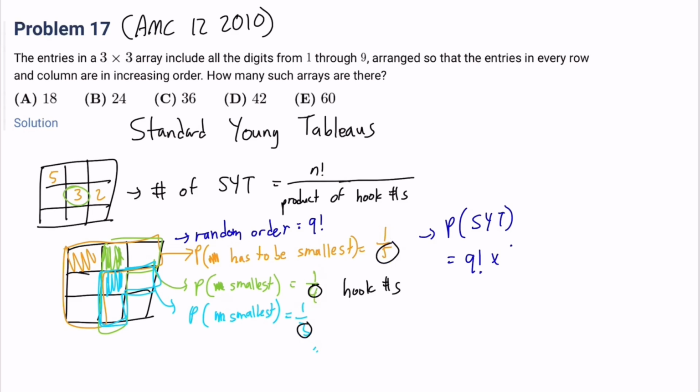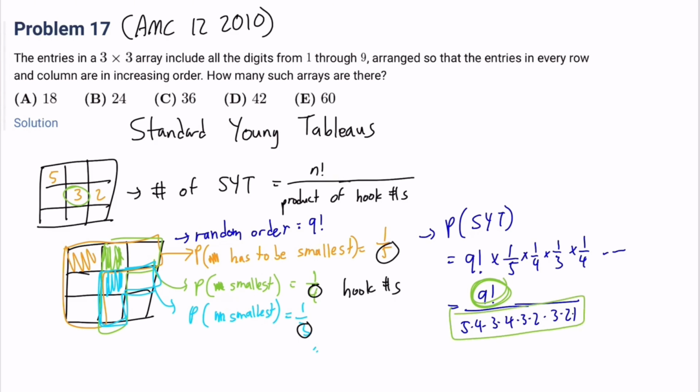So it's going to be 1 over 5 times 1 over 4 times 1 over 3 times 1 over 4 for this one, and all the way until we have all its hook numbers in the denominator. And so this is going to be the same thing, 9 factorial over all these hook numbers, 5, 4, 3, 4, 3, 2, 3, 2, 1. This is literally n factorial over the product of the hook numbers. So that is what this is the same as. And so that is why this is the total number of standard Young tableaus.